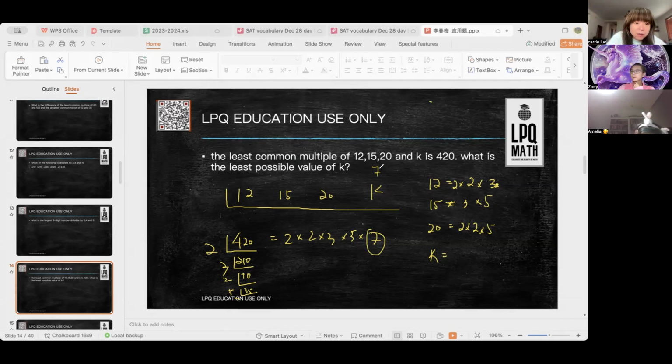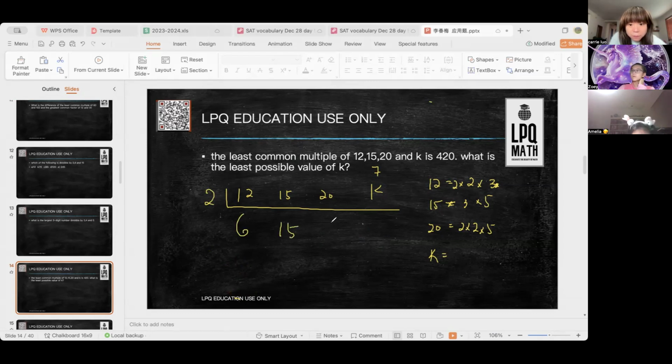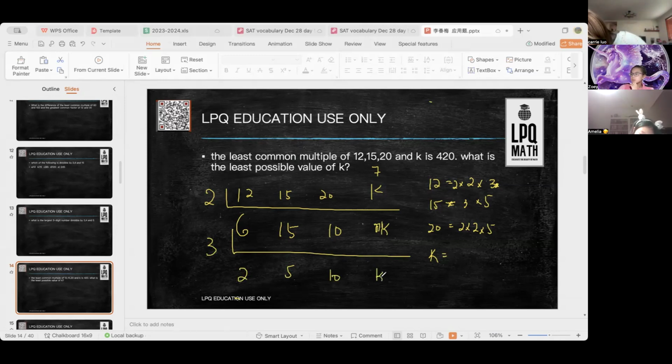Okay, so let's see. What if k is 7? That is the smallest we can go, right? So we just do that. 2, 6, 15, 10, and 7, with still k. 3, 2, 5, 10, still k. Correct? And 5, 2, 1, 2, k. Because k cannot be divided by anything.